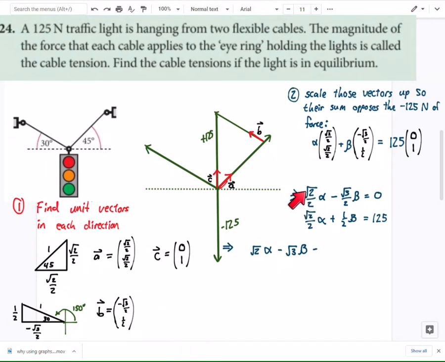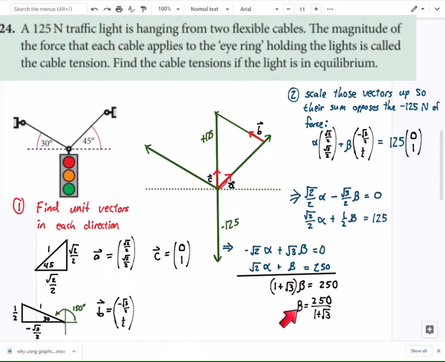First, I'm going to double both sides of the equation to get rid of the fractions, and I'm going to take the opposite of everything in the first equation so that I can add these together. So you add these together, and they zero out, so there's no more alpha. We add square root of 3 plus 1 times beta equals 0 plus 250. Again, remember, I doubled both sides of the equation to get rid of the fractions, which makes my life a little easier. Now, to solve for beta, I just divide both sides by 1 plus the square root of 3.